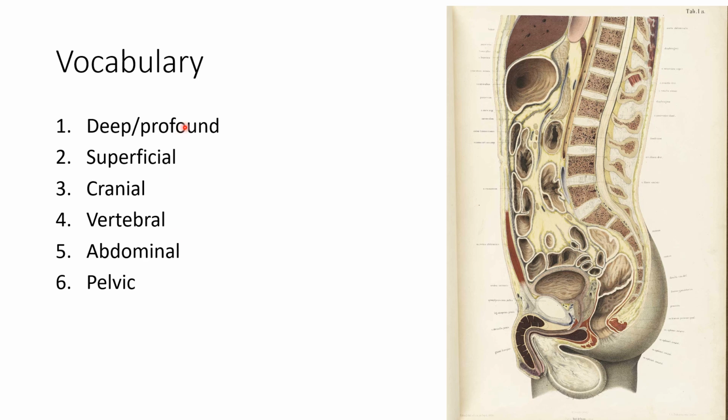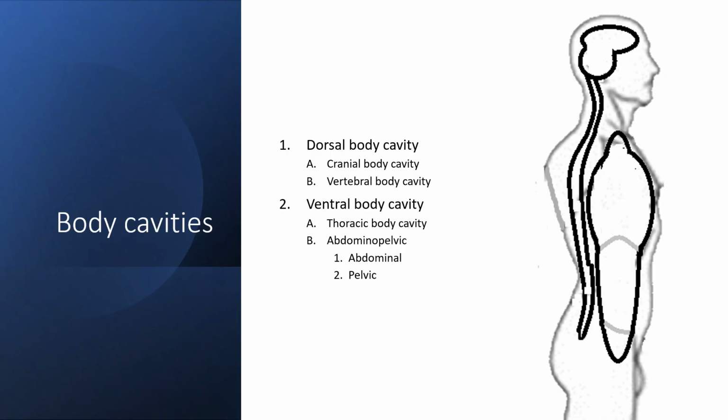Now, there are other words that are important. For instance, we actually talk about things being deep. Deep means it's deeper than anything else. Superficial would be on the top. So deep is determined by looking at where the skin is going, either in towards the middle of the body or away from the body. We also do have superficial, which is, like it sounds, superficial. Cranial would be towards the head. Vertebral would be in the vertebrae area. Abdominal would be in the abdomen, and pelvic would be the pelvic area. This will actually make more sense as we talk more about it.